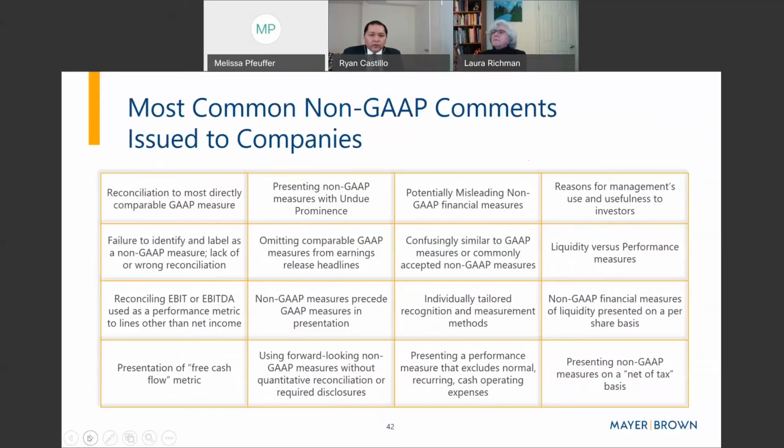Now let's go to the most common non-GAAP comments issued to companies up to the present. On slide 42, you see a snapshot of the most common non-GAAP comments issued to companies. In the top row, you have the 4 general or broad buckets that we talked about earlier: reconciliation to GAAP, undue prominence, misleading measures, reasons, and usefulness. And under each general bucket, we have related subcategories. Let's talk about them.